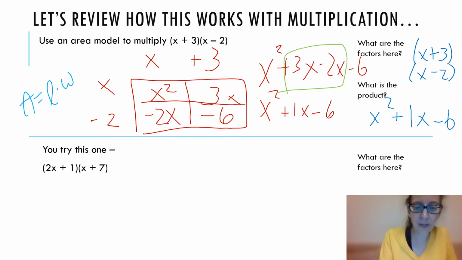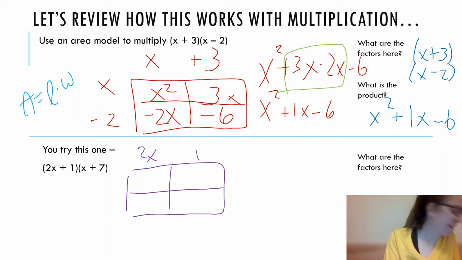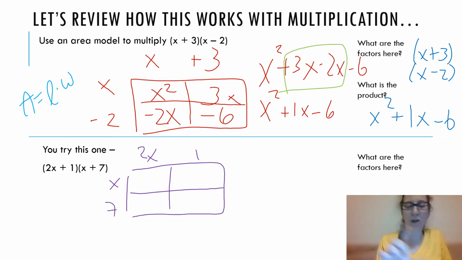All right, let's take a look at what this one would look like. So we draw out our rectangle, and we've got 2x and 1, and then we have x and 7. And then our strategy is we're going to find the area of each of the smaller rectangles and then add them up to get the area of the big rectangle.